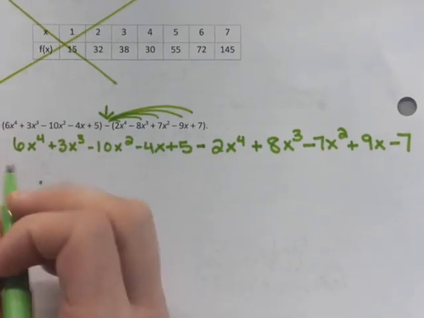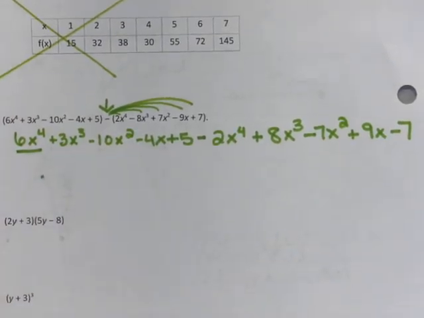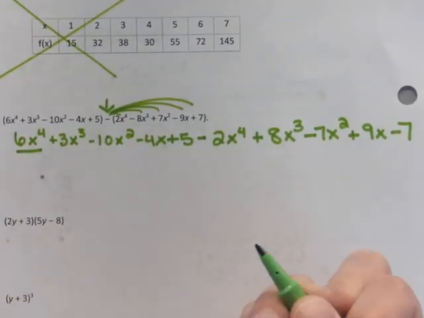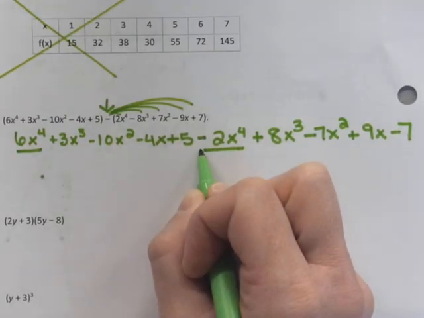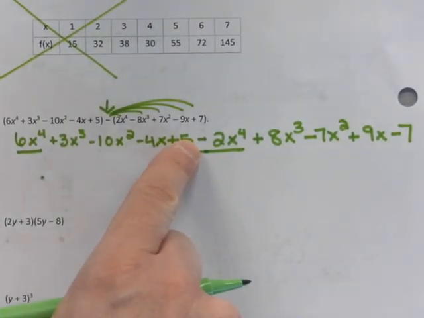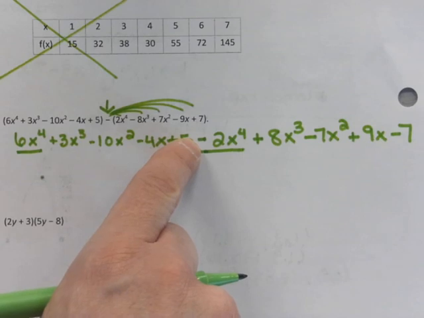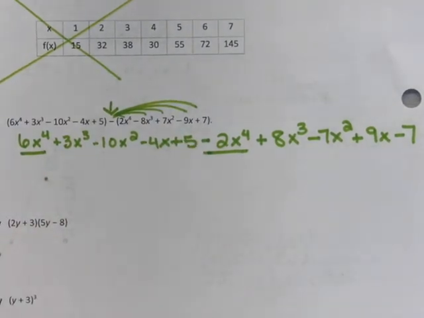All right, let's start with 6x to the 4th. Who is 6x to the 4th, buddy? Yeah, and make sure you underline that sign, right? Because it's not just 2x to the 4th, it's negative 2x to the 4th. Okay.